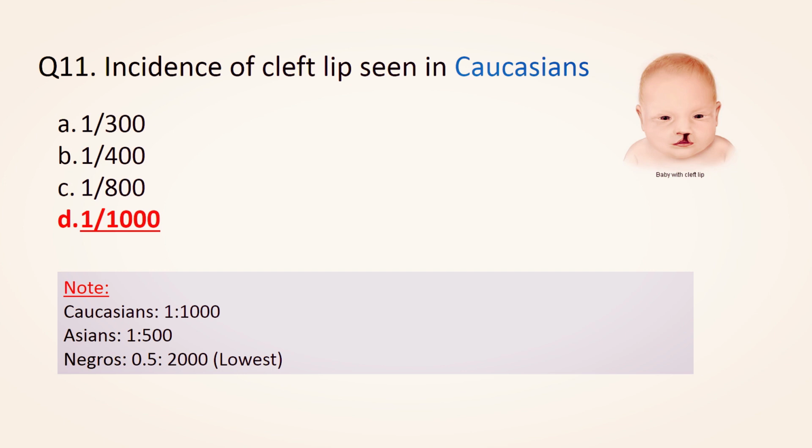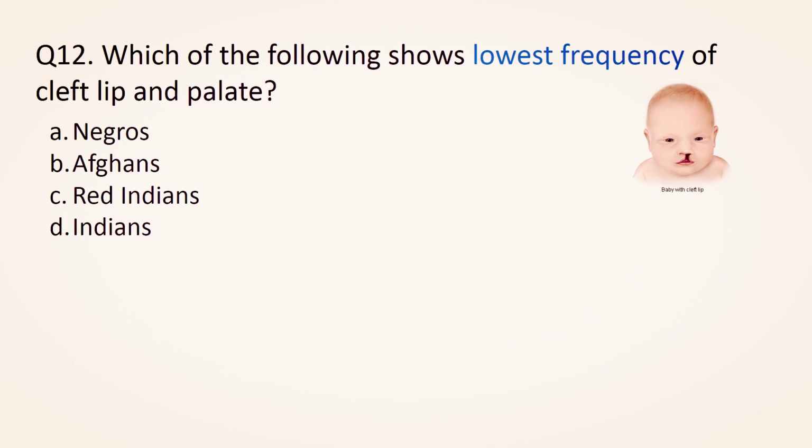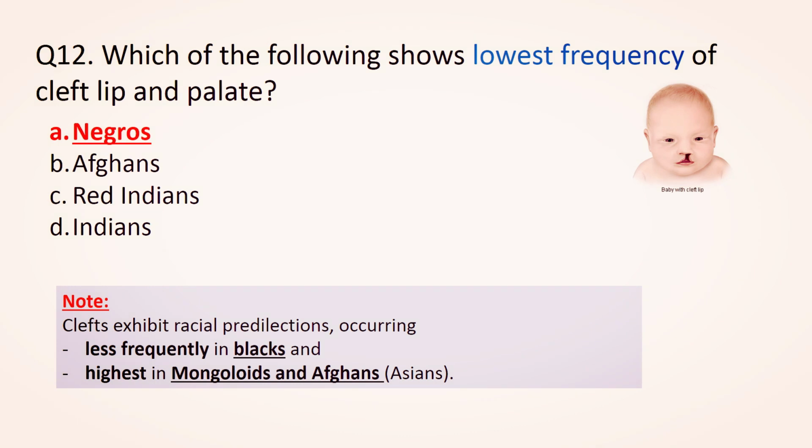Which of the following shows lowest frequency of the cleft lip and palate? A. Negroes, B. Afghans, C. Red Indians, D. Indians. The correct answer is A. Negroes. Clefts exhibit racial predilections, occurring less frequently in blacks and highest in Mongoloids and Afghans.